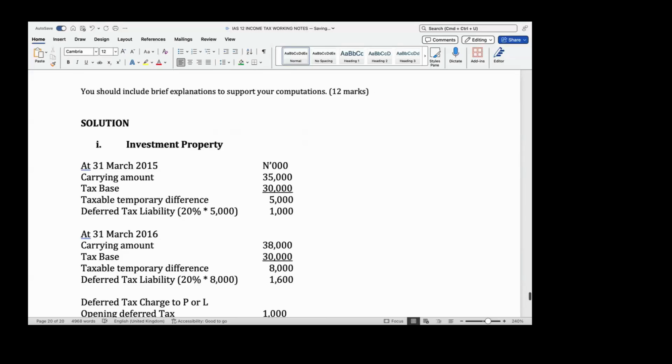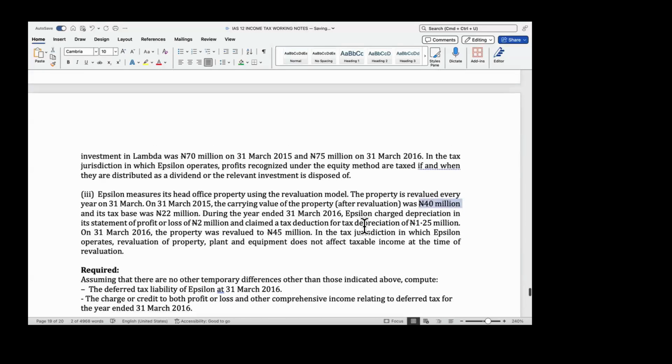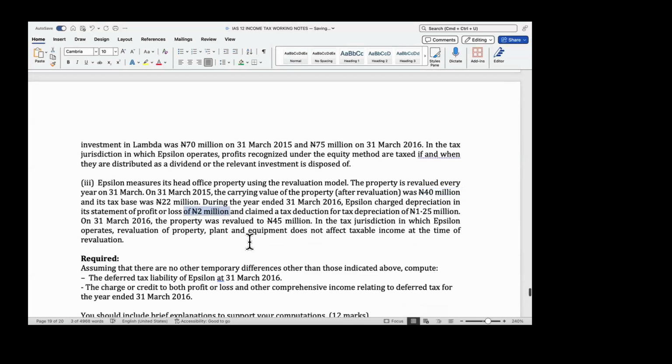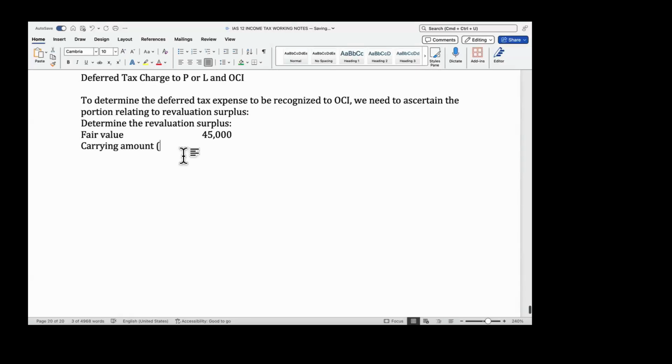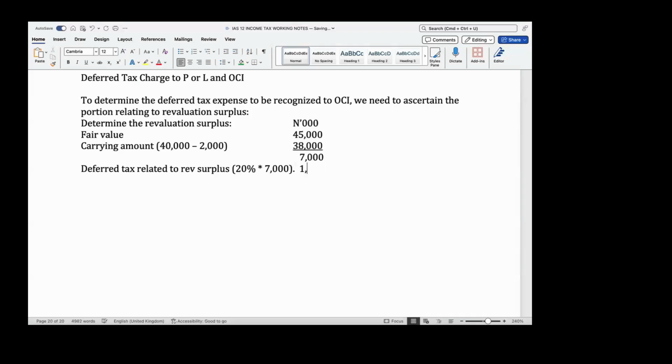And the carrying amount, what was the previous carrying amount? It was 40 million. What was the depreciation for the year? 2 million. So that's supposed to be 38 million. So it was 40 minus 2 million. So it should be 38 million. So the revaluation surplus is actually 7 million. So the deferred tax related to that surplus is simply 20% times that 7,000, which is 1,400.